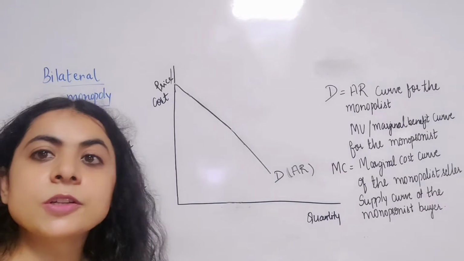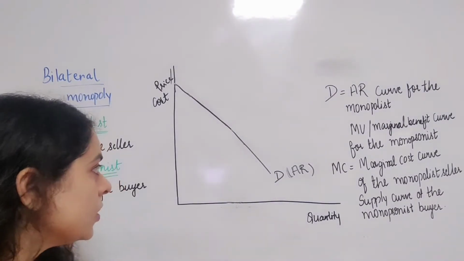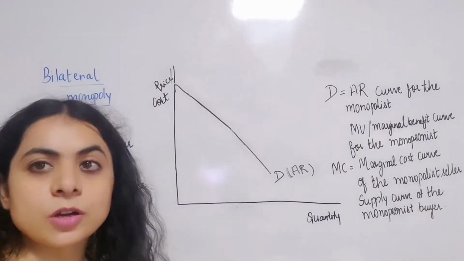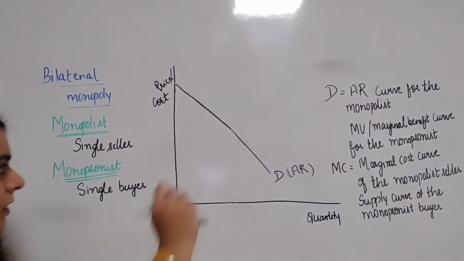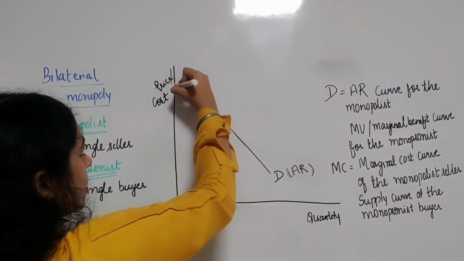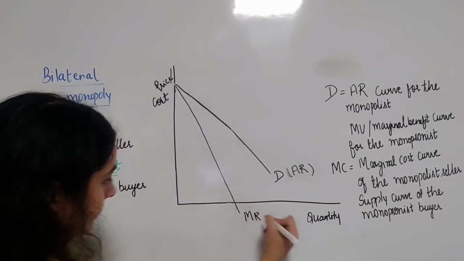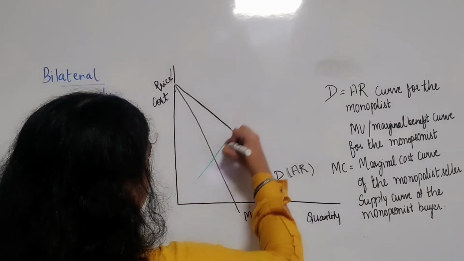D represents the demand curve for the monopsonist, and since there is only a single buyer in the market, this demand curve D represents the average revenue curve of the monopolist seller. Then we have the corresponding marginal revenue curve. This is the marginal cost curve for the monopolist.